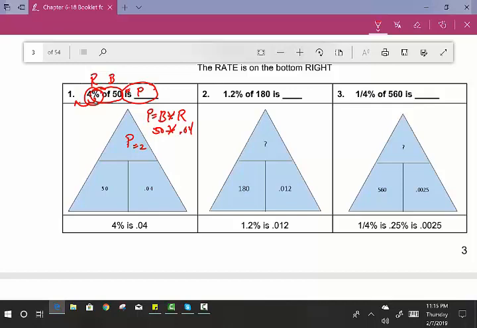Okay, number 2, 1.2% of 180 is something. Again, it's easy to identify the rate because the percent sign's associated with it. The number that generally follows percent of is your base because that represents the whole value of something. And then the number associated with is or equal is your part. So again, part is equal to base times the rate. So we're going to take 180 times 0.012.